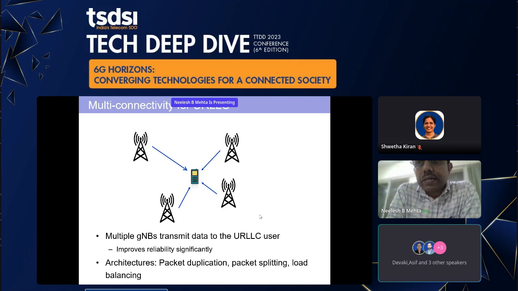Now, the architecture I'm talking about is called packet duplication, in the sense that the same packet is sent from multiple base stations. But there are other paradigms also that people look at. For example, they talk about packet splitting. So you send different parts of the packet from different GNode Bs. Or there's also something called load balancing, where you can accommodate different loads on different base stations depending on how busy they are or how packed they are. So there are different architectures for multi-connectivity, but let's just focus on the simplest one of them all, which is packet duplication.